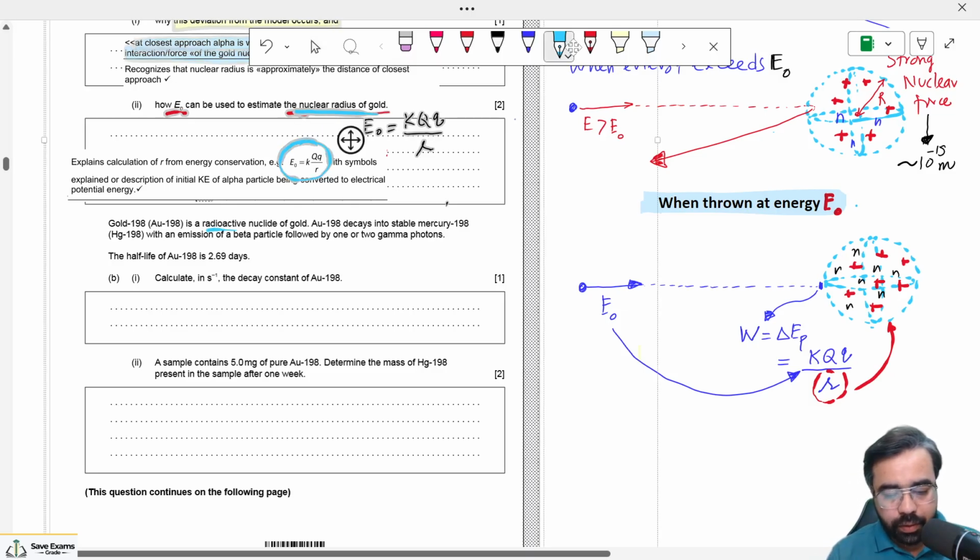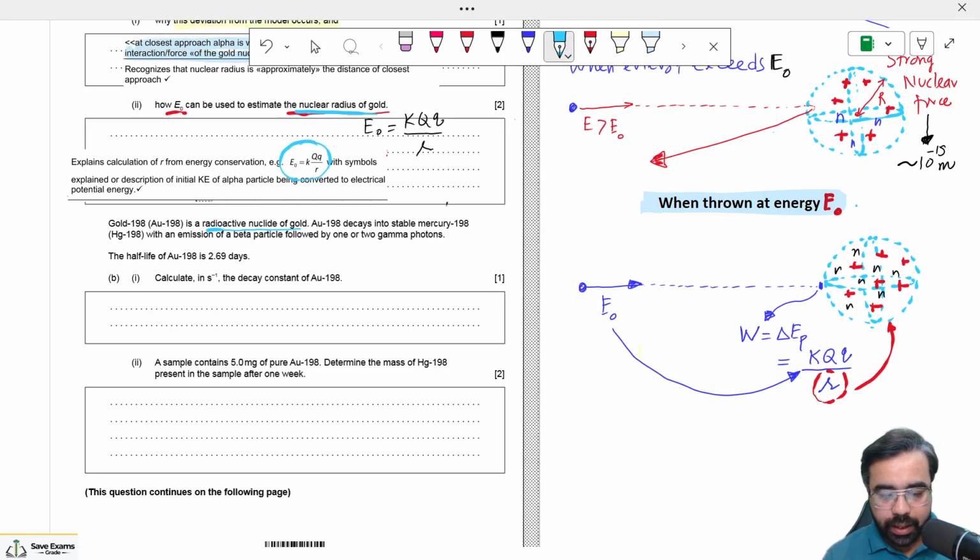Au-198 is a radioactive nuclide of gold, and it decays into stable mercury Hg-198 with the emission of a beta particle, followed by gamma emission, which means that along with the beta particle, one or two gamma photons are also emitted. You know that a gamma photon is only emitted from an excited nucleus, right? So even after the emission of the beta particle, the nucleus is still excited.